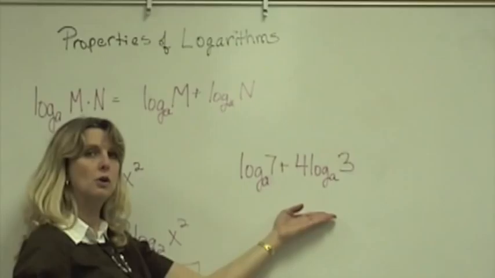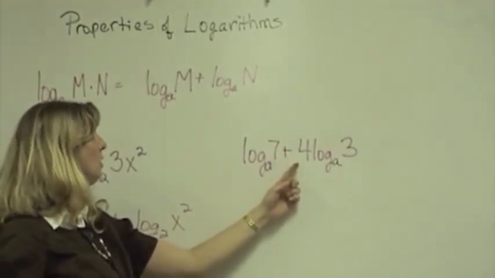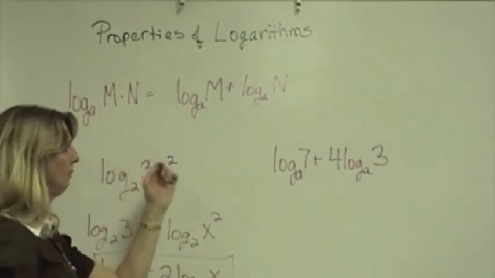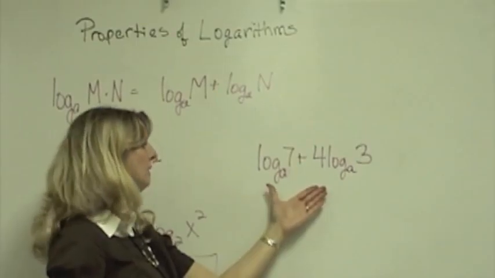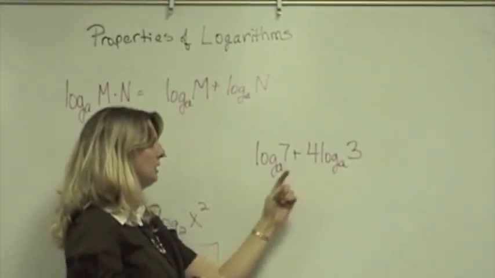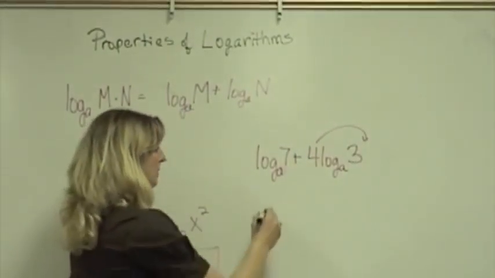On this one, let's go the other way. This is an expanded form for addition, so I can go backwards and put it in its multiplication form. Before I can do this, I cannot have any coefficients. So this coefficient is going to have to go back up and be an exponent.